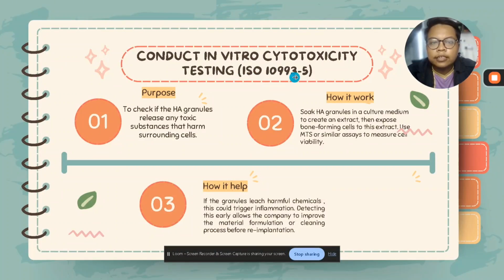ISO 10993-5. The purpose of this approach is to check if the HA granule releases any toxic substance that harms surrounding cells. How does it work? Soak HA granule in the culture medium to create an extract, then expose bone-forming cells to this extract. Use MTS or a similar assay to measure cell viability. If the granule leaches harmful chemicals, this could trigger inflammation. Detecting this early allows the company to improve the material formulation or cleaning process before reimplantation.